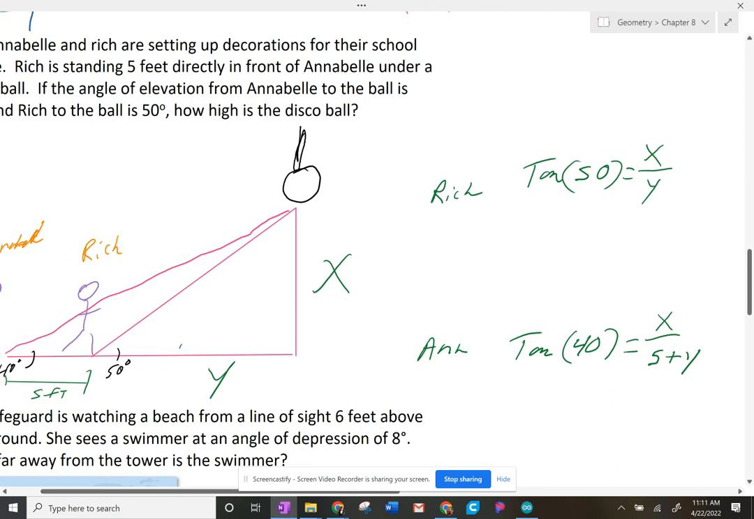Okay? So here's the distance here for Rich. Here's the distance here for Ann. The nice thing about this is they both have the exact same variables. Channeling your inner algebra stuff that you did last year, we can use substitution to figure these out. If we can set them both up to equal x, then we can substitute that information in and solve for it.